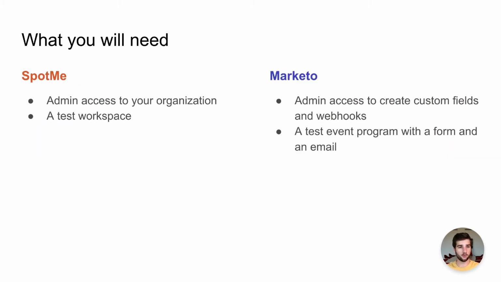Before we really get started, a couple of things you will need. On the SpotMe side, you will need admin access to your organization, and you will need a test workspace. On the Marketo side, you will also need admin access and the ability to create custom fields and webhooks, as well as a test event program with at least a form and an email. You can follow the tutorial if you do not have those set up, but it will be easier for you to complete the tutorial. Feel free to pause the video here, get those things ready in your browser, and resume the video once you're ready to start.